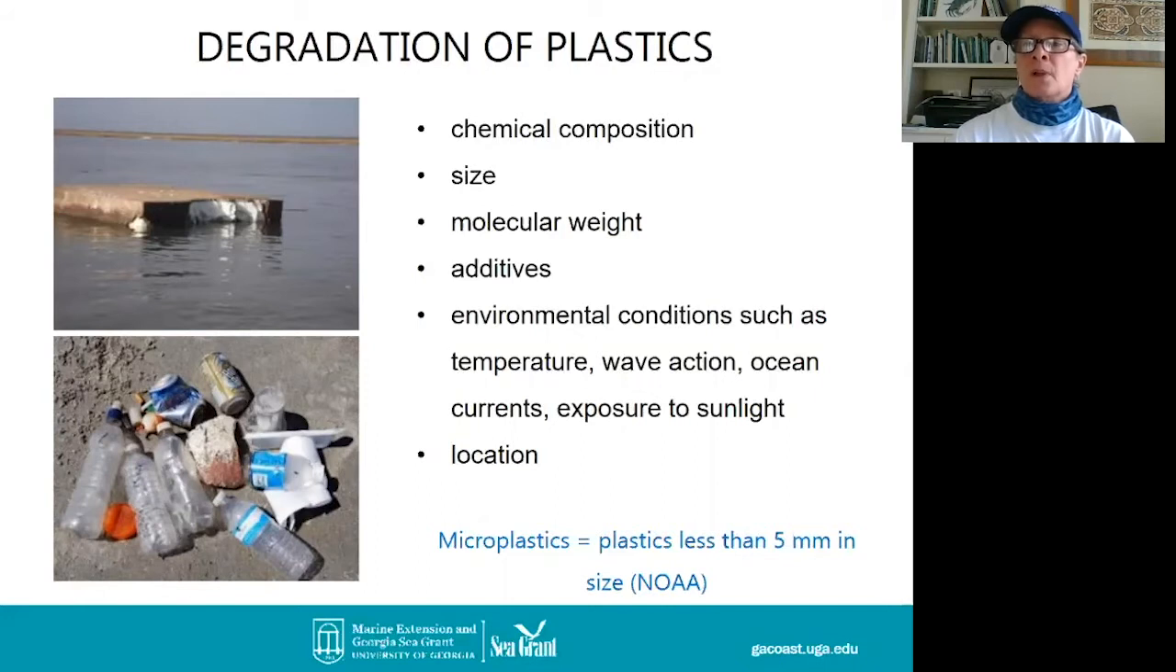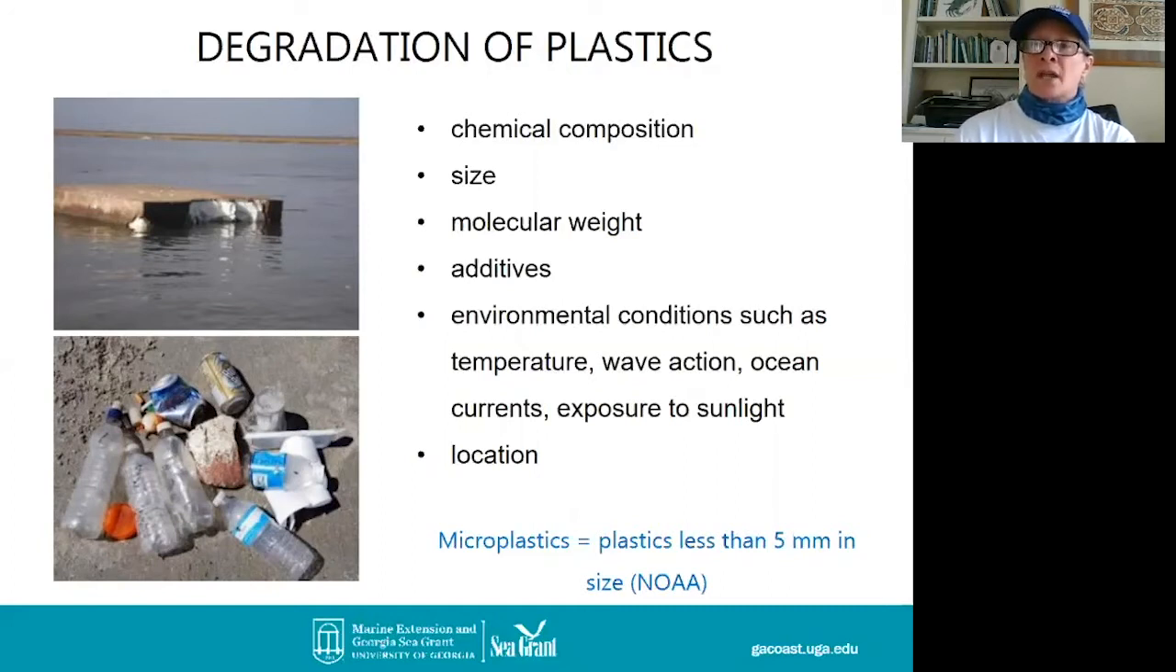What type of polymer or plastic is it? Its size. Is it the size of a golf ball or the size of a floating dock? Its molecular weight. Are there additives or compounds added to the plastic to make it stronger or more durable? Environmental conditions such as temperature, wave action, ocean currents, and exposure to sunlight. And location, for example, is it on the beach? Is it in the surf? Or is it floating at the surface of the ocean? And these factors will influence how quickly a plastic item will break down.